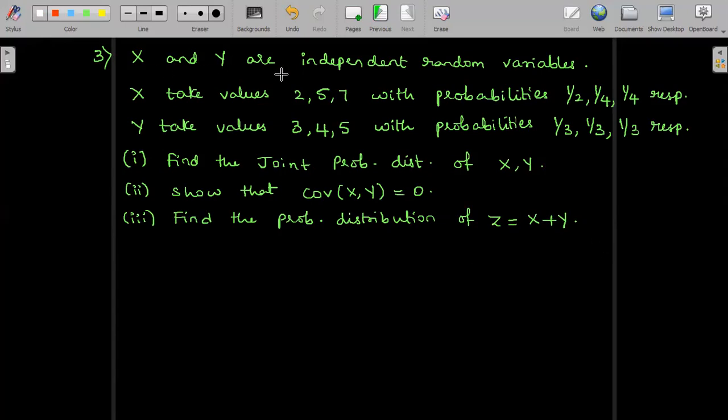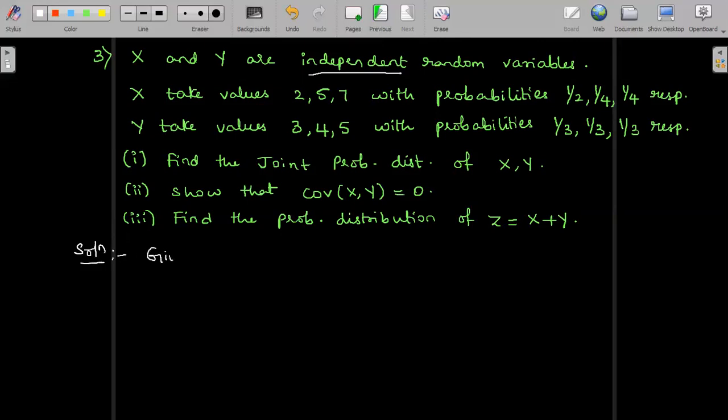So given that x and y are independent random variables, it is very important that we use the condition of independent random variables in order to write down the joint probability distribution. The condition for independent random variables is f of xi into g of yj is equal to Jij for every i comma j. So using the condition for independent random variables, it will be helpful to write down the joint probability distribution of x comma y. So let us first write down the given data in the form of a table.